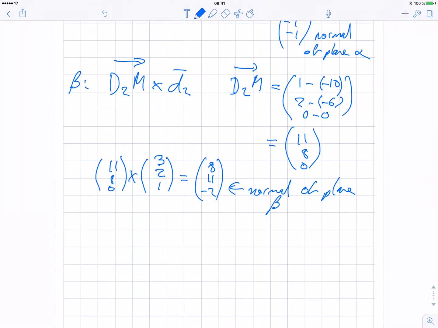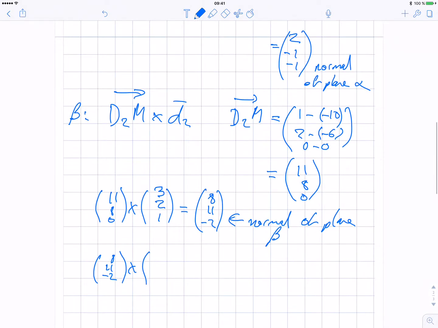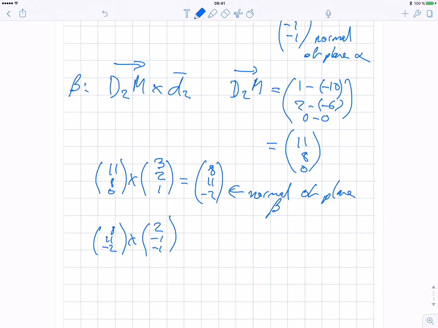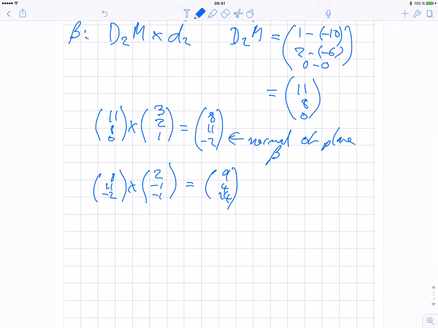So what I can do is cross (8, 11, -2) with (2, -1, -1), and I'm going to get the vector that contains the line that I want, L, the direction vector of L. So that's going to be (9, 4, 14), and that's the direction of L. Because I'm doing a perpendicular and perpendicular, I'm going to get what I wanted before.